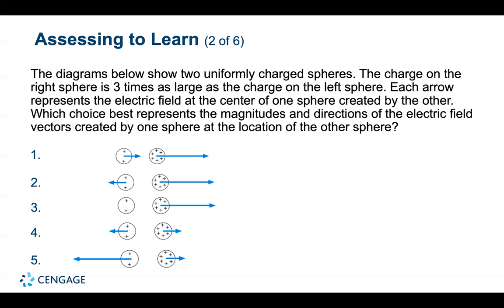In this one, we have a similar type of question. Which choice best represents the magnitude and direction of the electric field vectors created by one sphere at the location of the two spheres? And the answer is number 5.